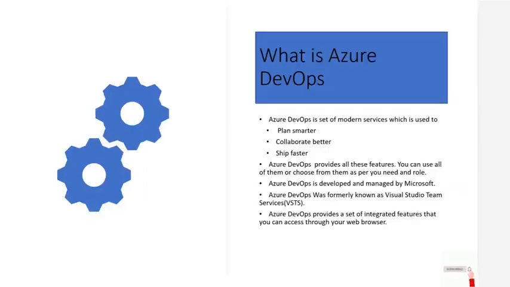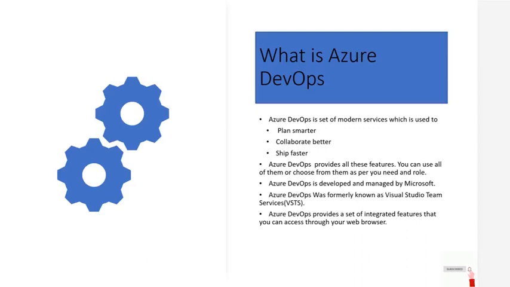Azure DevOps is a set of modern services which is used to plan smarter, collaborate faster, and ship faster. Basically, this is the development life cycle of any product. First you have to plan, then you have to work, then you have to deploy. In another way, you have to plan in a smart way for the success of the product. You have to collaborate better, you have to work on code management on the development side, and at the end, for discipline, you have to focus on the development part.